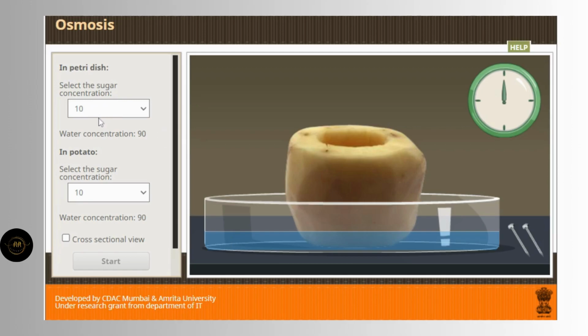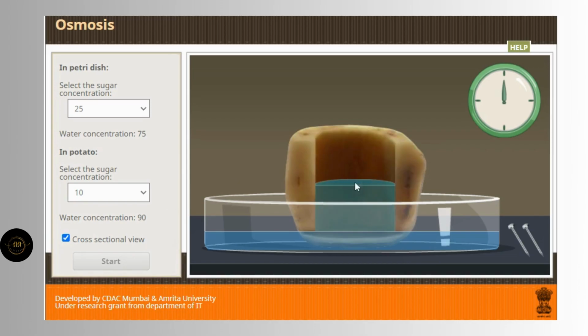So let's say that you have 25% sugar, so you will have 75% water. So here now in the petri dish, this blue thing here, you have 75% water and 25% sugar. Now inside the potato, that you can see, we will put that we also have a solution made of sugar and water, but in this case we have only 10% sugar and 90% water.